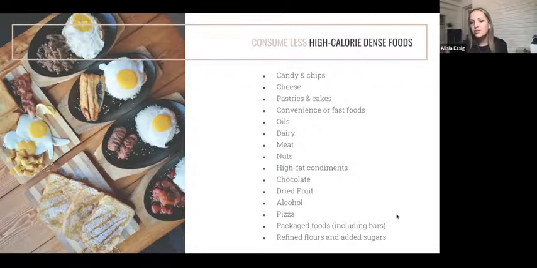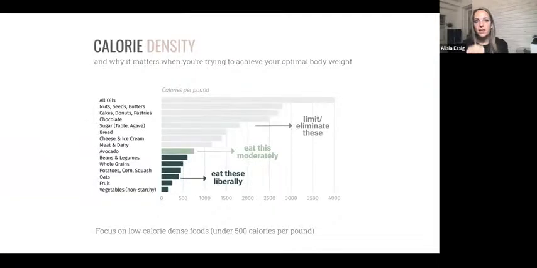So even like my Lara bars, which I like, if you're trying to lose weight, you're going to want to minimize these things. Refined flours, added sugars, let's minimize all of that. I'm not telling you not to cut them out, but just minimize them. And I want you to be able to eat liberally as much as you want until you're satisfied. As many vegetables, fruits, oats, potatoes, whole grains, beans, legumes. Moderately eat some avocados, but really try to limit everything else.